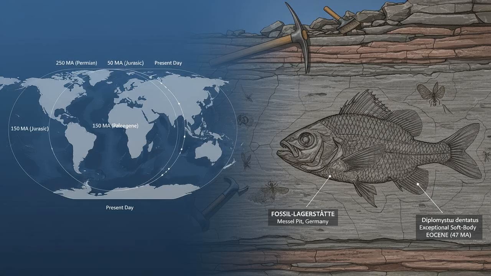Sometimes we get incredibly lucky. We find a fossil Lagerstätte, a German term meaning fossil storage place. These are rare sites where conditions were so perfect that they preserved not just bones and shells, but the exquisite details of soft tissues, skin, feathers, internal organs, and even stomach contents. These sites are true windows into ghost ecosystems.